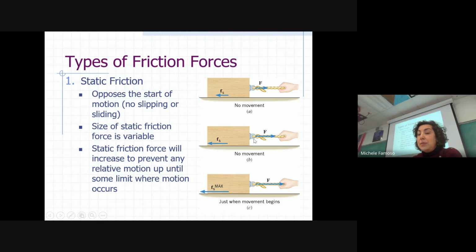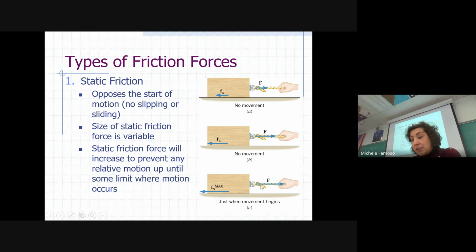In the next diagram, notice my pull has increased. You see that arrow's bigger now? Notice the static friction force is going to increase to match it because, again, it's not accelerating. We have to have balanced forces.